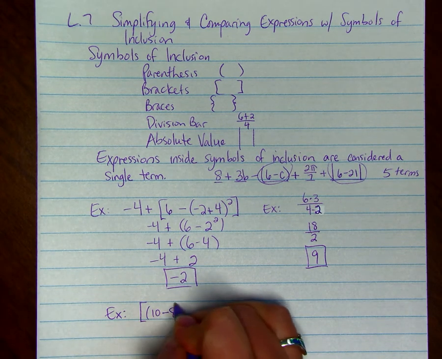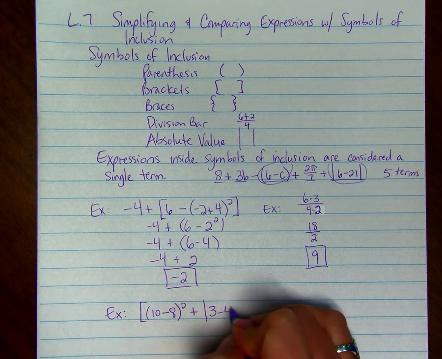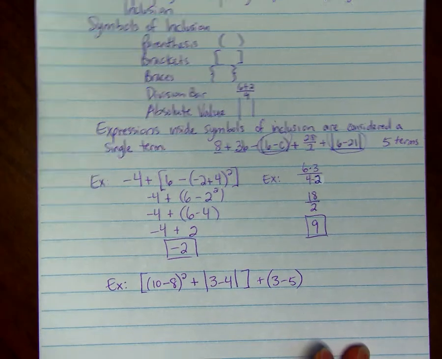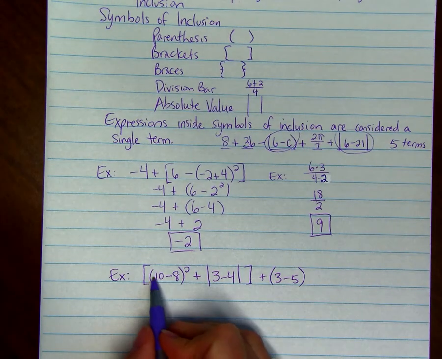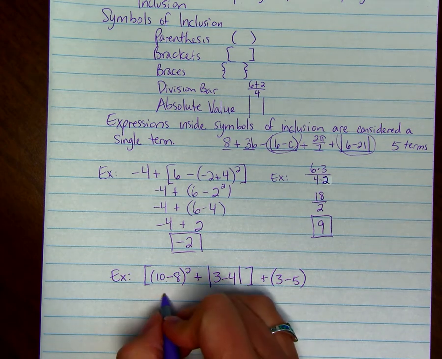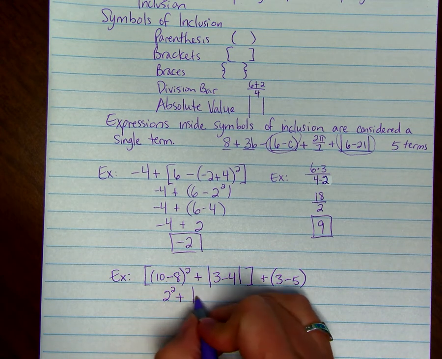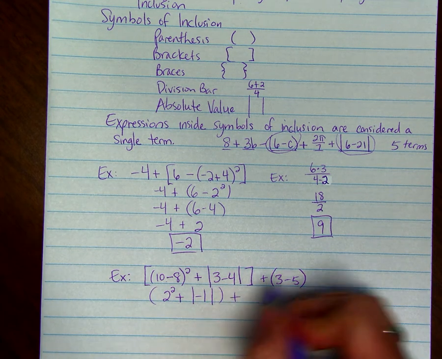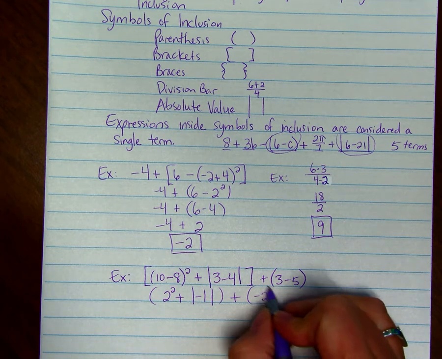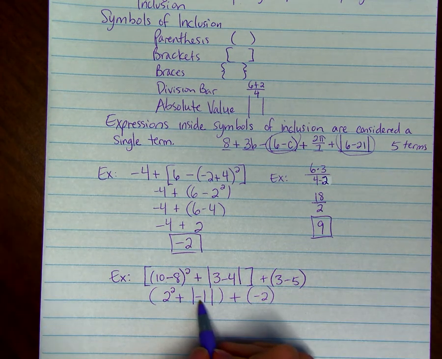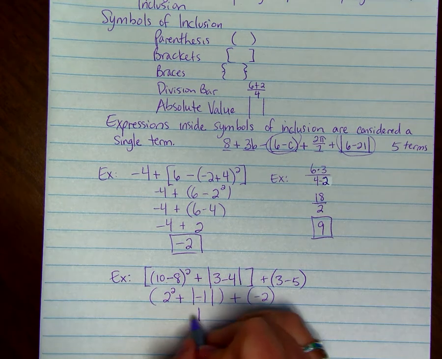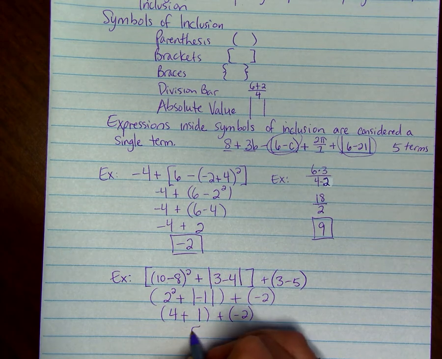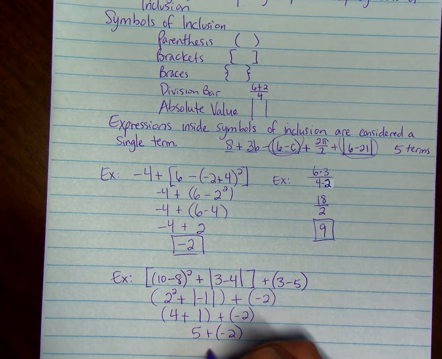And here's the problem. So we go inside the brackets first. We need to simplify in the parentheses and in the absolute value. So we have 2 squared plus the absolute value of negative 1 plus, and 3 minus 5 is negative 2. Then we're going to simplify the absolute value first, and then we're going to do powers, which is 4. We'll add 4 and 1 and get 5, plus negative 2 is 3.